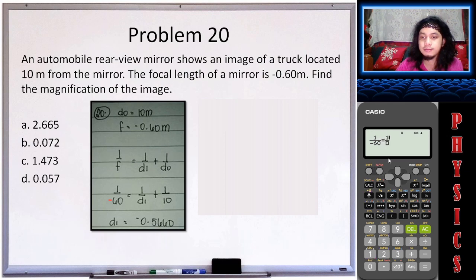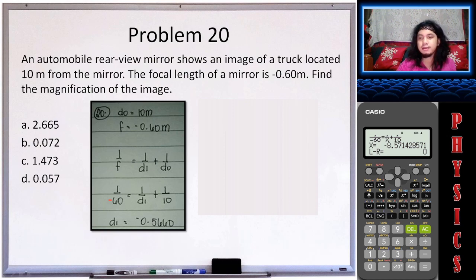Equals 1 over x plus 1 over 10. Shift solve. Ay! Syntax error. So, bakit syntax error ang nangyari? 1 over x. Shift solve. Mali lang siguro na pindot ko. Ayan, negative 8.57. So, nakuha natin is negative 8.57.